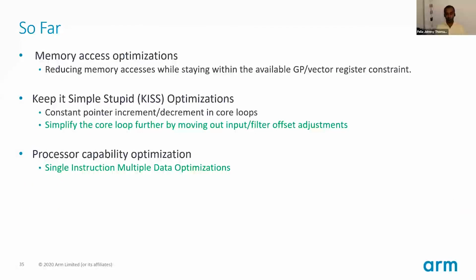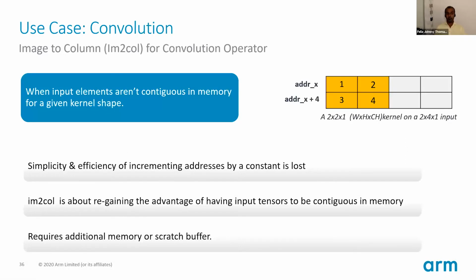So to recap, on top of what we have done for fully connected, we have on the keep it simple stupid optimizations, we have simplified the code loop even further by moving out the input and filter offset adjustments. And we have added single instruction multiple data optimizations to better utilize the processor's capability. All right. So now we move on to the next use case, which is convolution.